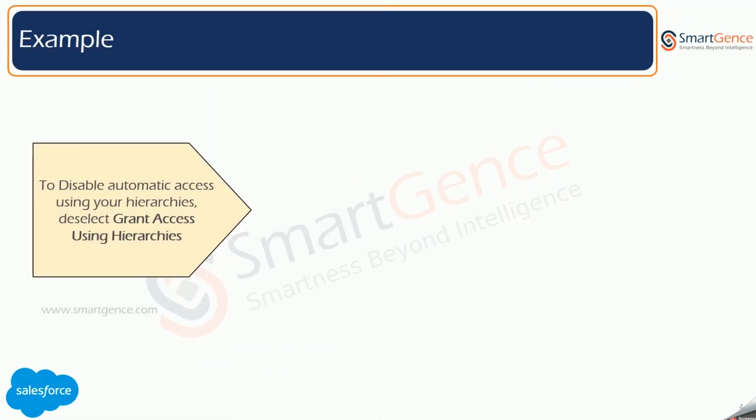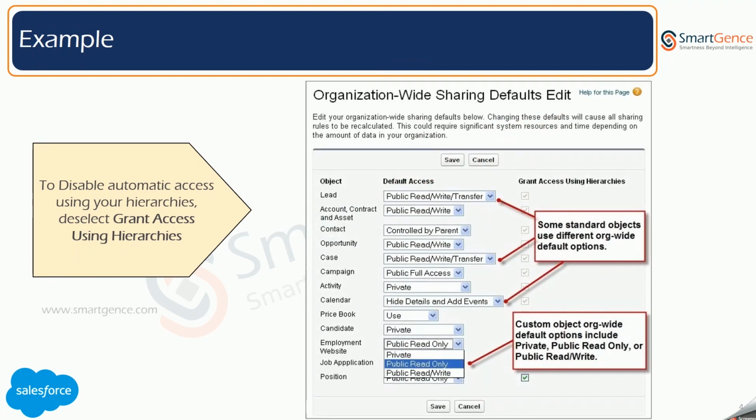So a quick example. Before that, we can disable the automatic access using the hierarchies by deselecting the grant access using hierarchies checkbox, as you could see in this image. When this checkbox is unchecked, the access using the role hierarchy would be disabled. And as you could see, this is how we'll be setting up the access based on the object. So let us now have a quick demo on how the org defaults are set and how this works.